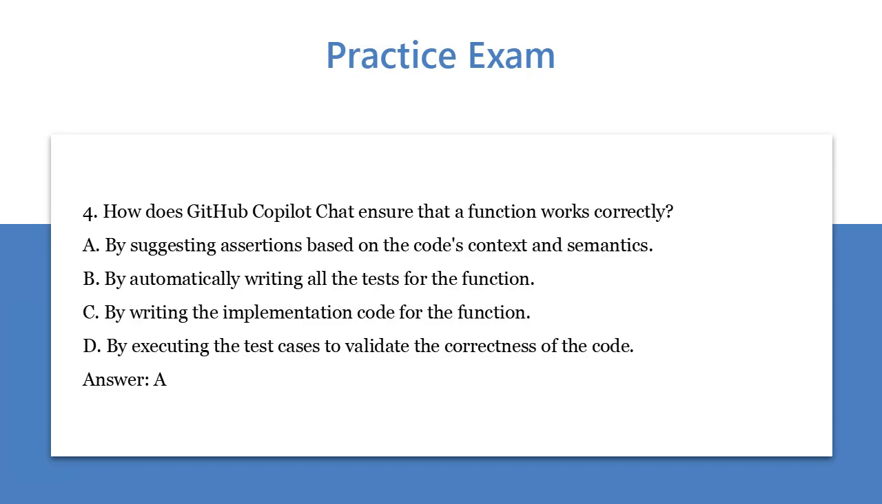4. How does GitHub Copilot Chat ensure that a function works correctly? A. By suggesting assertions based on the code's context and semantics. B. By automatically writing all the tests for the function. C. By writing the implementation code for the function. D. By executing the test cases to validate the correctness of the code. Answer. A.